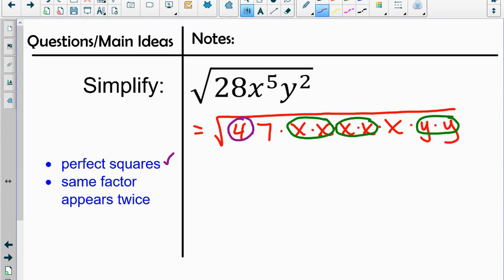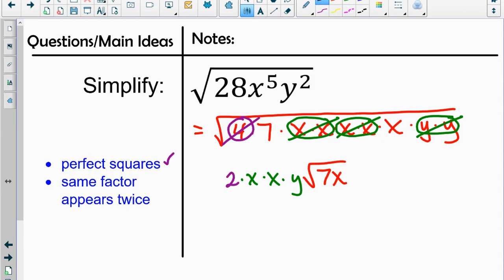I could have just as easily written that as 2 times 2 times 7 with all of the x's and the y's. So when I go to simplify that, anything that I have circled represents a perfect square and can be simplified out of the radical. So I have the square root of 4, which is 2. I had one pair of x's. I had another pair of x's. And I had a pair of y's that simplify out. 2 times x times x times y. And then I still had a 7 and the other x left over in the radicand.